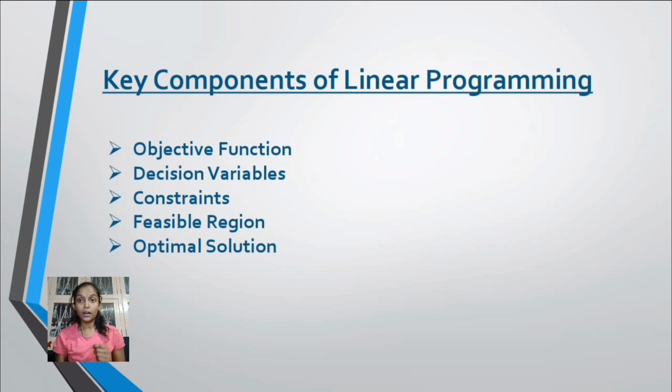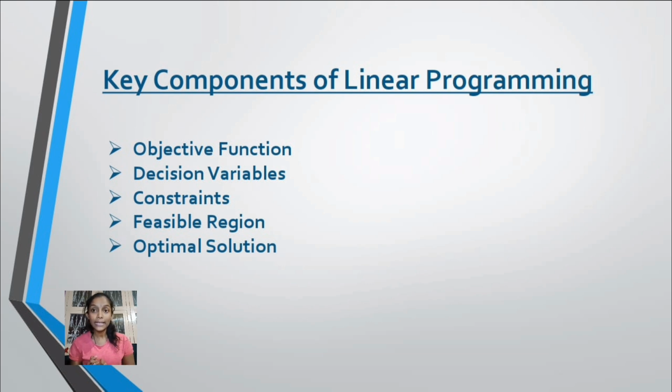The fourth key component is the feasible region. This is the set of all possible points that satisfy the constraints. It is typically represented graphically in 2 or 3 dimensions, where the feasible region is the area that meets all constraints. And the last key component is the optimal solution. This is the point in the feasible region that yields the best value, maximum or minimum, for the objective function.